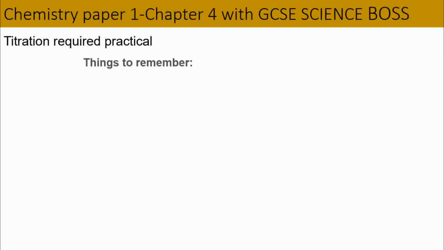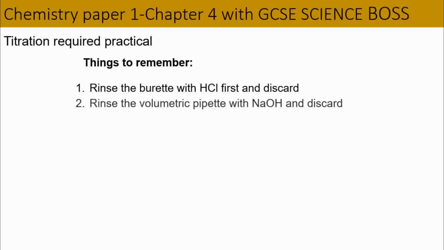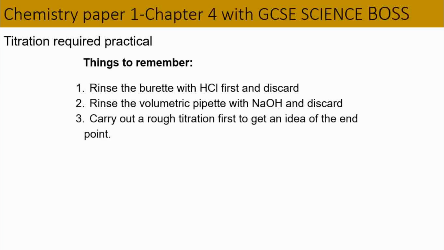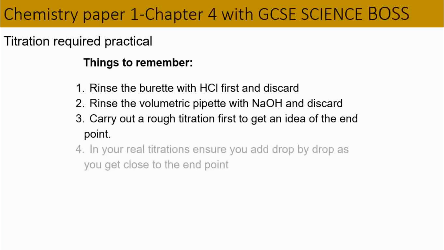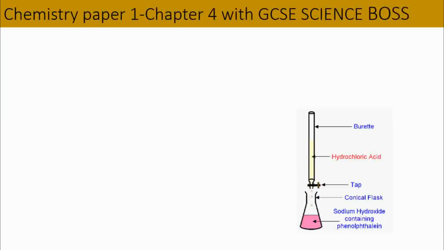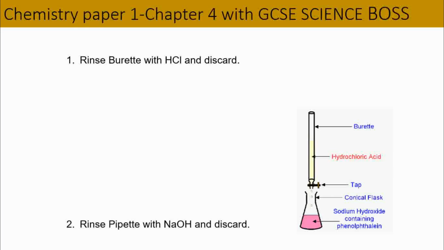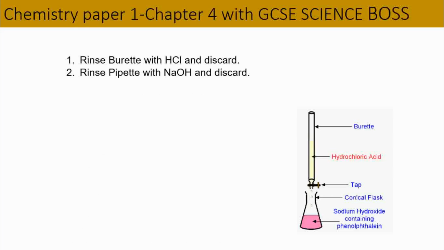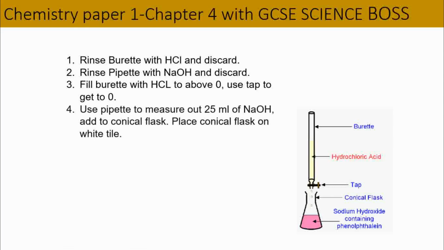So things to remember: you rinse the burette with the hydrochloric acid first, or whatever the unknown is, and then you discard. You rinse the volumetric flask with your sodium hydroxide, and then you discard. You carry out a rough titration to get an idea where the endpoint is, and then in your real titrations you add drop by drop as you get close to the endpoint. Rinse both the burette and the pipette. Fill it to above 0, and use the tap to get to 0. It doesn't have to be 0, but you get your initial volume.